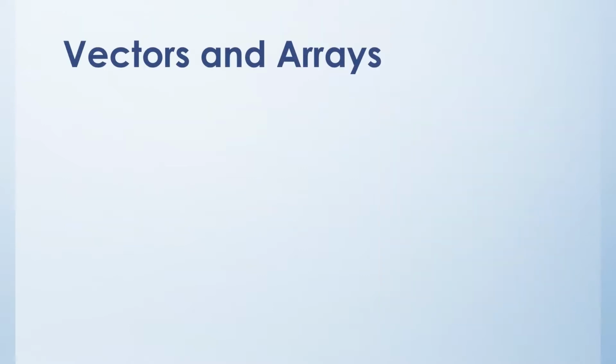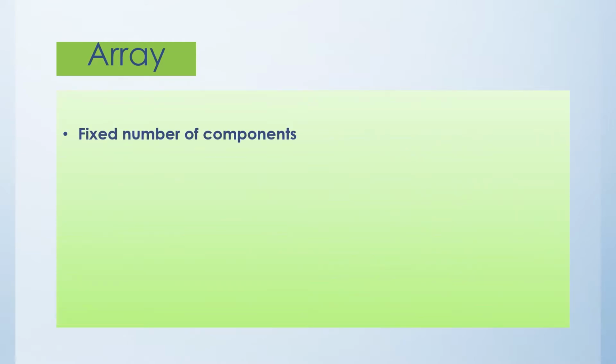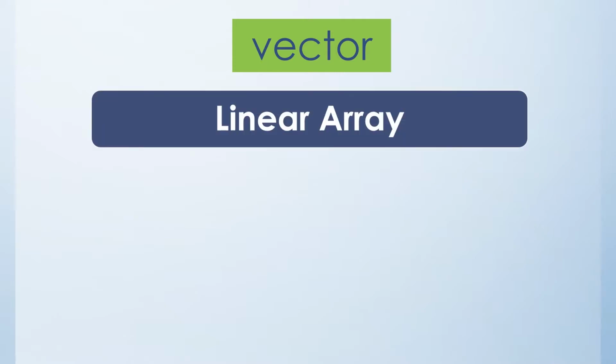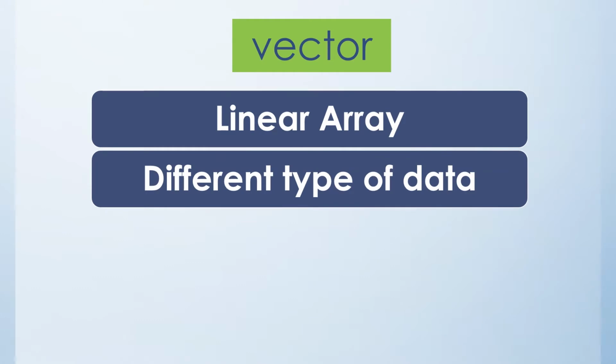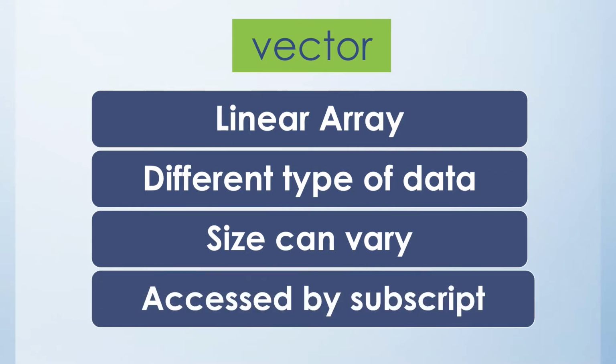vectors and arrays. Vectors and arrays are the most common type of data structures. An array is a data structure composed of fixed number of components of same type organized in linear sequence. Homogeneous data structure. We cannot delete any element from array. A vector is also termed as one-dimensional array or linear array, but it can store different type of data and its size can vary.